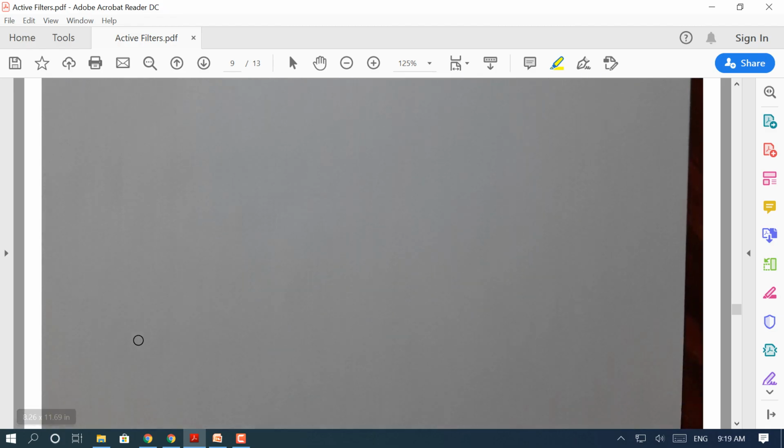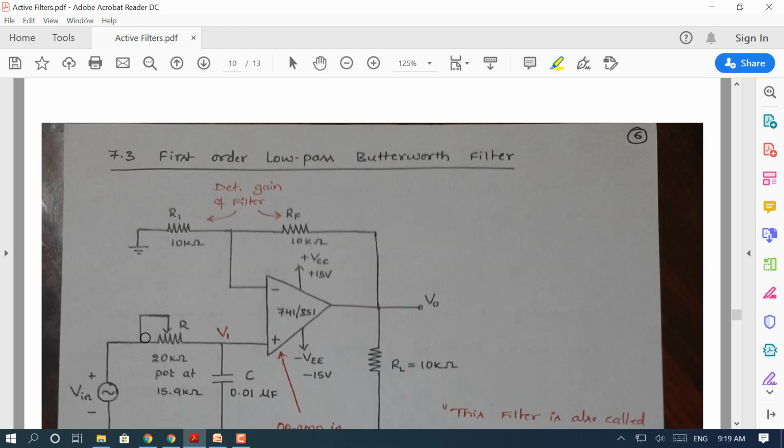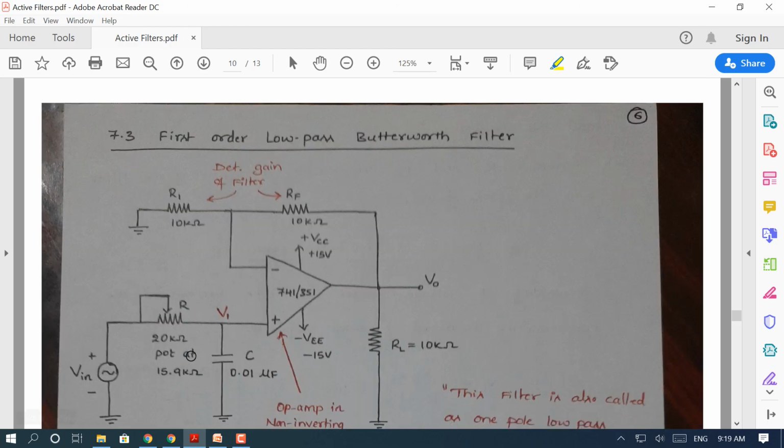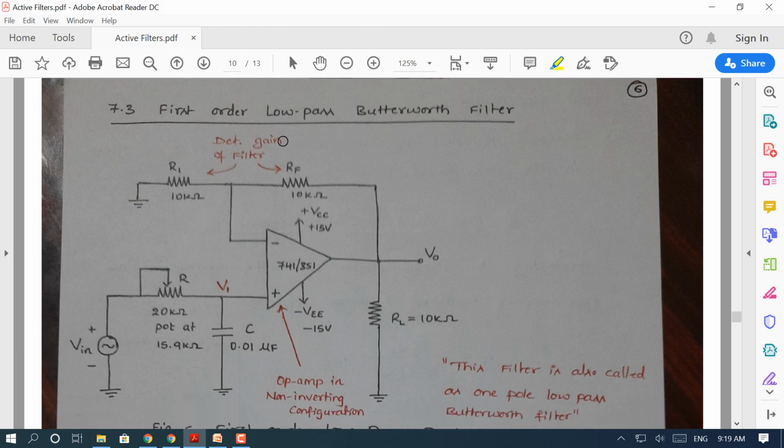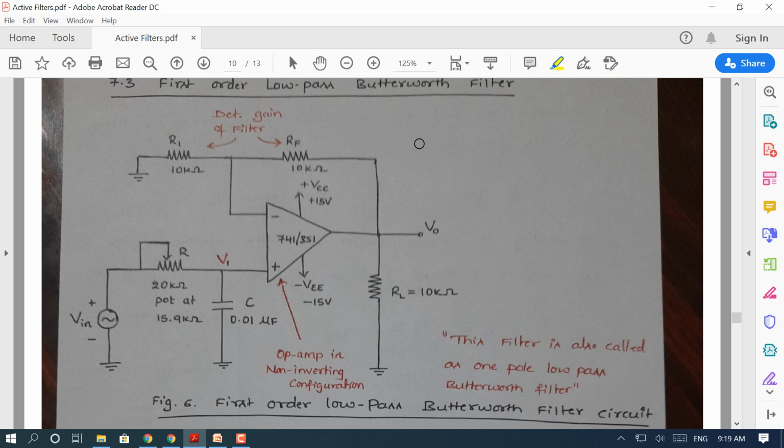So that completes the order of the filter. Now let us have a look at the first order low pass Butterworth filter. The first order low pass Butterworth filter circuit diagram is as shown here. We can see that this is an active filter, of course. We are using an op amp.